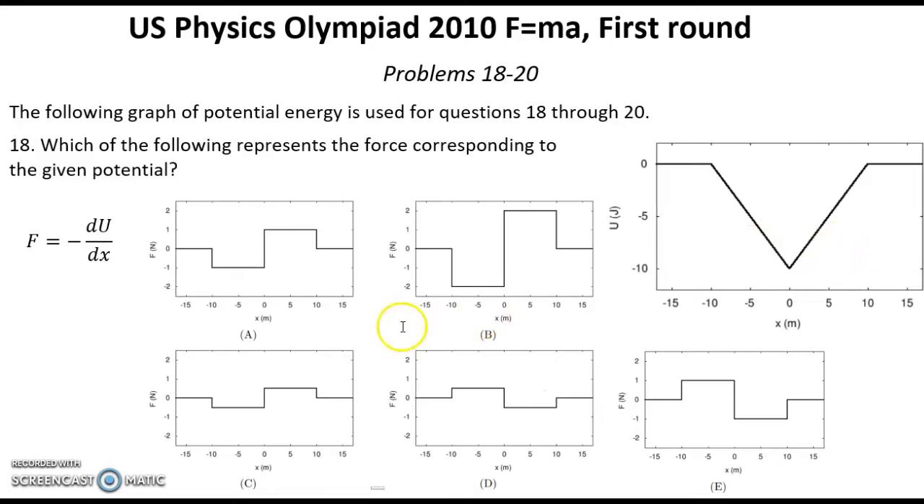And using these presented graphs, we see that only graph E exactly corresponds to this force distribution, 0, 1, negative 1, 0. So E is the correct answer.